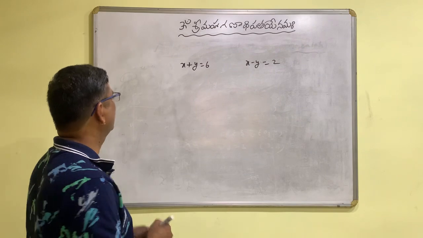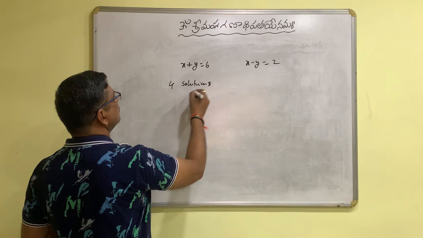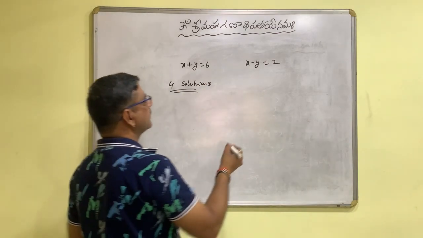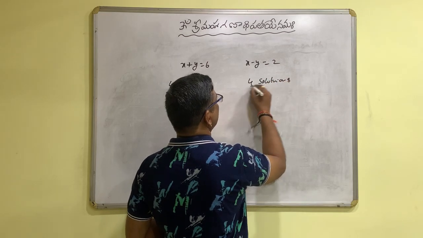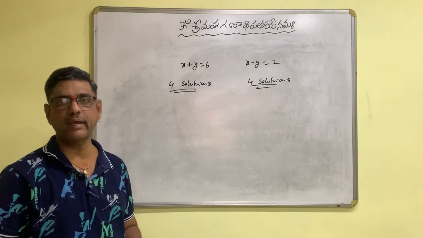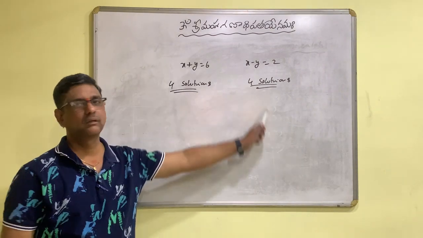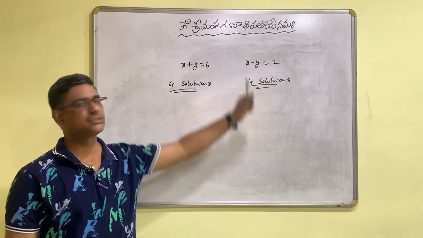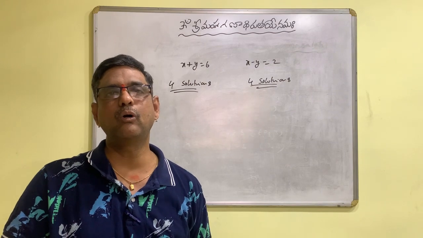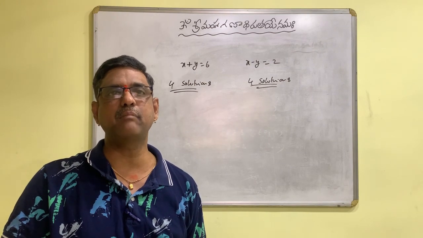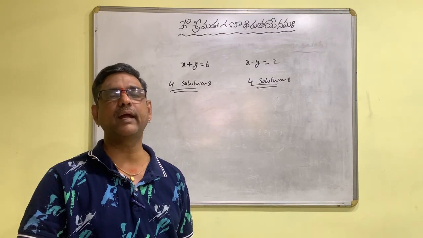You need to take 4 solutions for this, any 4 solutions for this, and any 4 solutions for this also. Okay, and both equations you need to draw in the same graph. Same graph means you are going to get 2 straight lines.